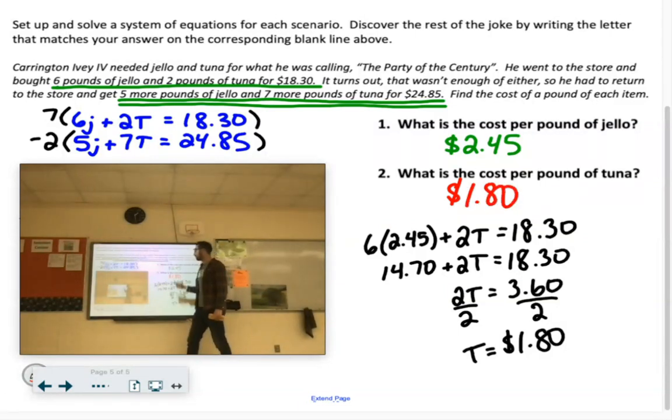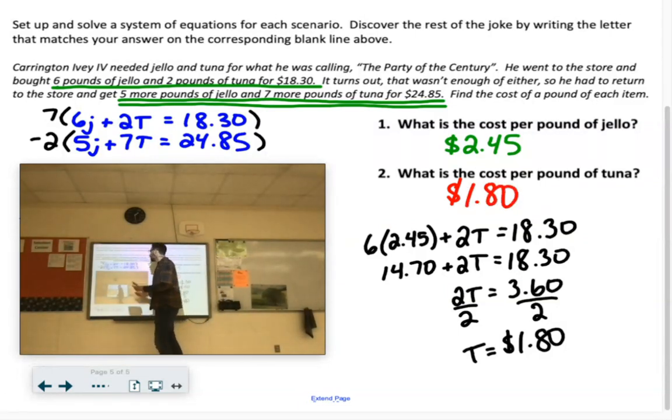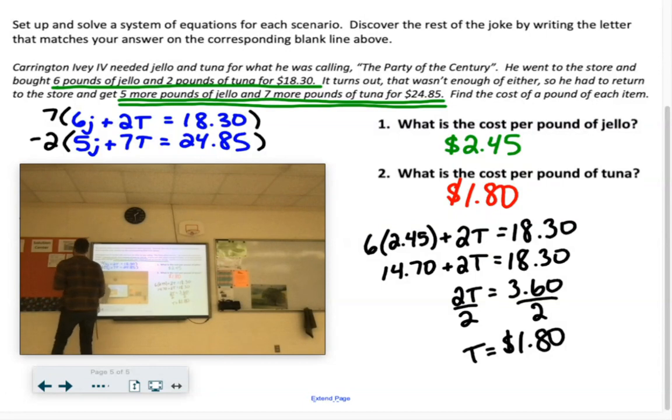Now, with word problems, you don't need to write it as a coordinate. You could set it up like an XY thing. If you were to graph it, you can see where they intersect. But let me make sure those are good. All right, 2.45, 1.80.